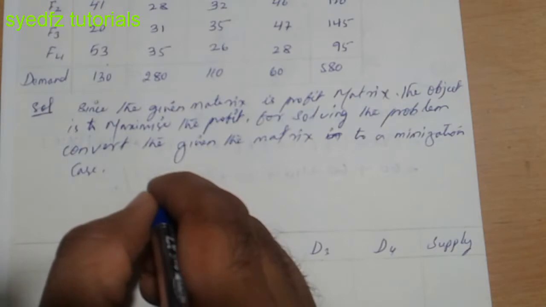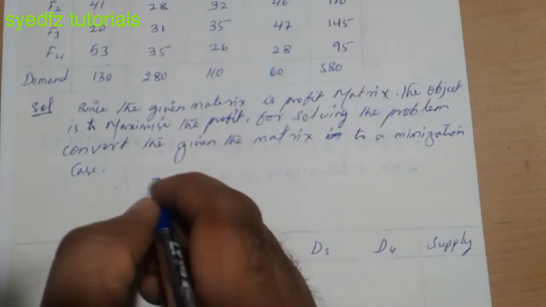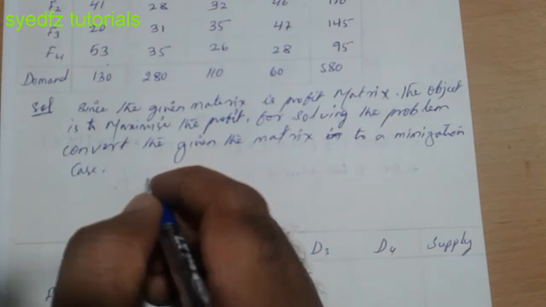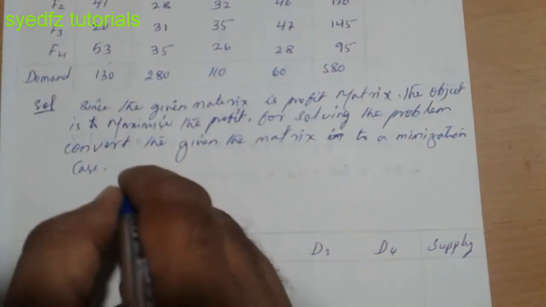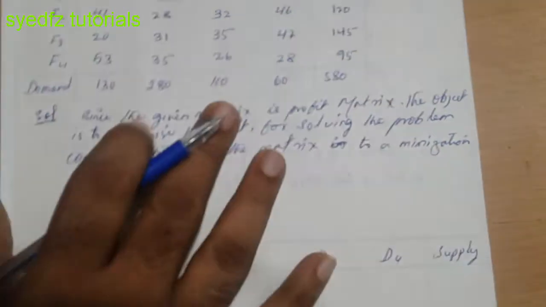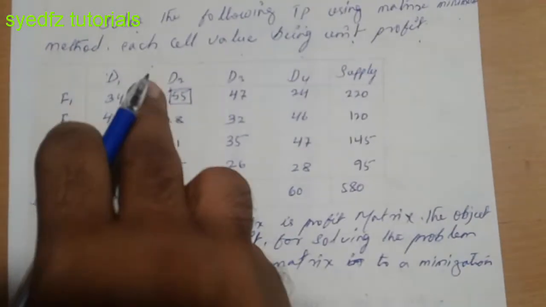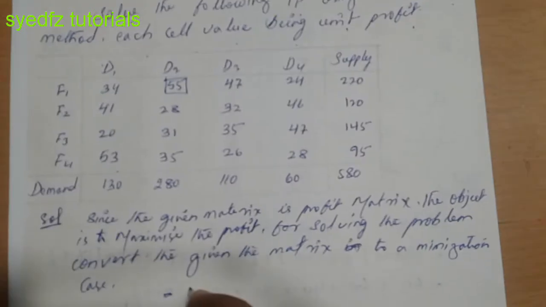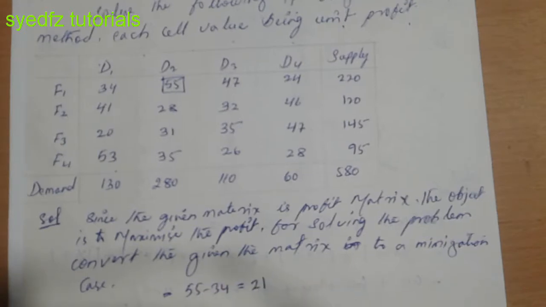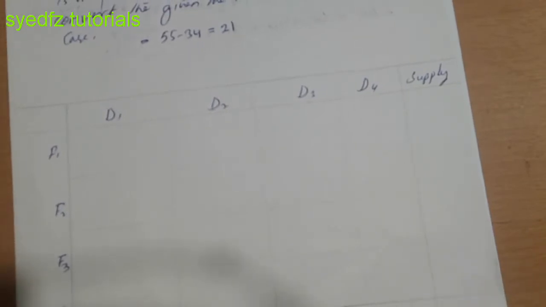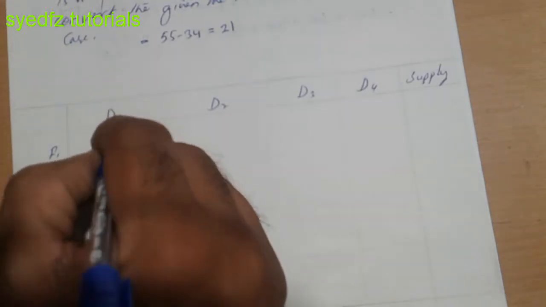How can we do it? For example, for cell 1 it is 34. So 55 minus 34, how much do we get? 21 we got. Like this, enter here in the table. I have created a table with blanks to insert the cells after deduction. So the first one we are getting is 21.